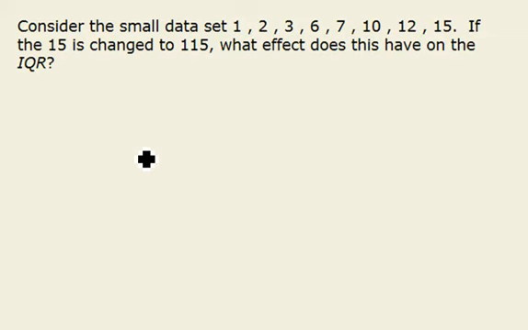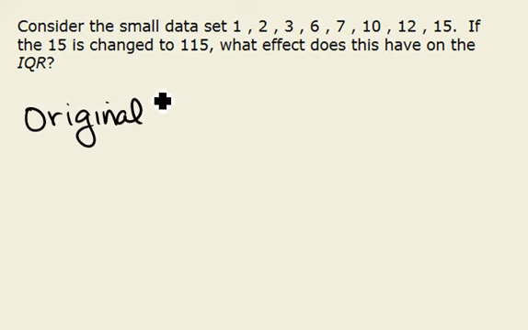And so we can have extreme observations that don't affect this value. And that's why it is useful as a measure of spread if you have very skewed data or data with outliers in it. To see that there is no effect, we could actually calculate the interquartile range for the original data set, and then again if we change the value to 115.